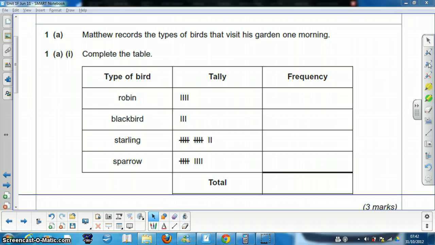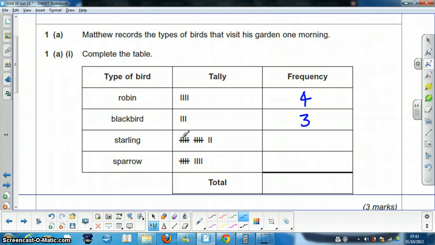Complete this table. What we have to do here is turn the tallies into frequencies. And to do that, we count the number of tallies. So there's 4 there, there's 3 there. Now what about here? Well, we've got 4 plus a bar going across. That means it's 5. So we've got 1 lot of 5, 2 lots of 5, and another 2. Makes 12. Here we've got a group of 5 and another 4.